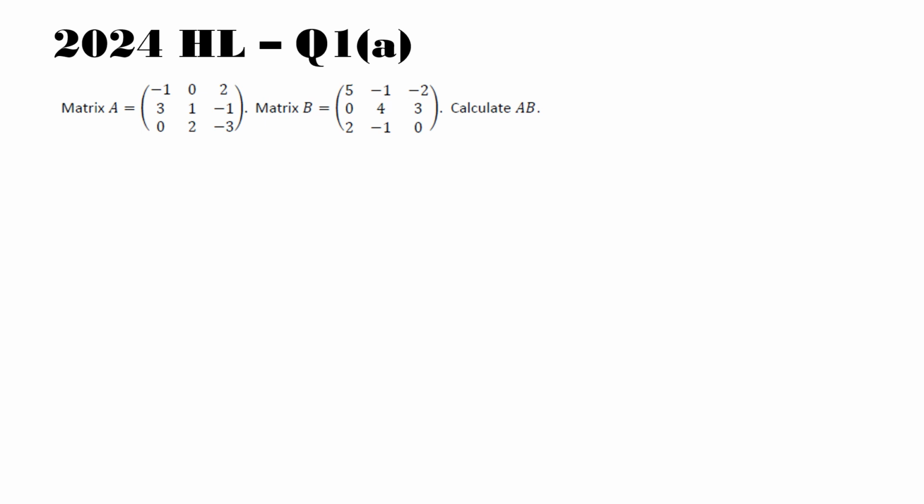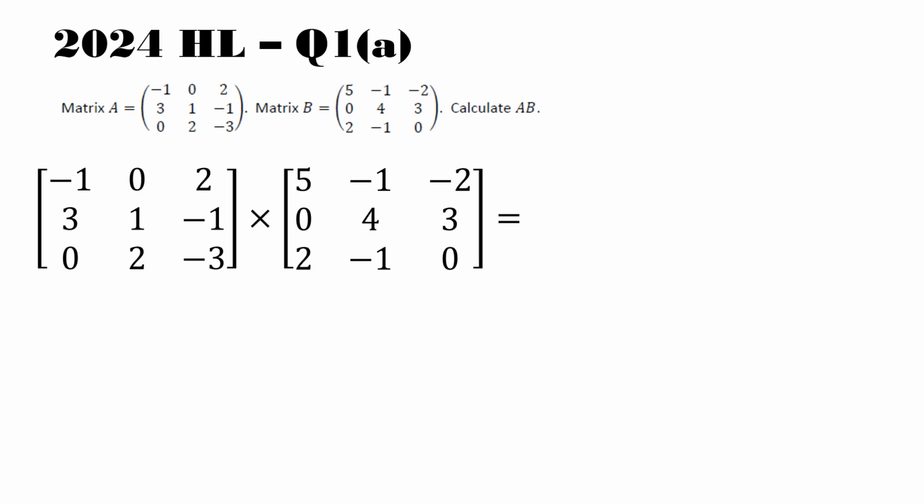So let's take a look at question 1 part A from the 2024 higher level paper. Matrix A is given as this and matrix B is given as that. So they're both 3 by 3 matrices and we're being asked to calculate A by B. So here we have our two matrices.